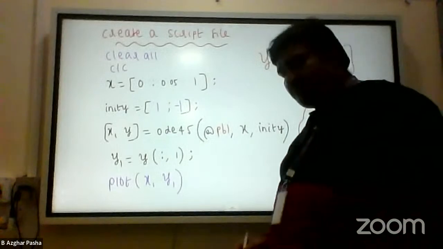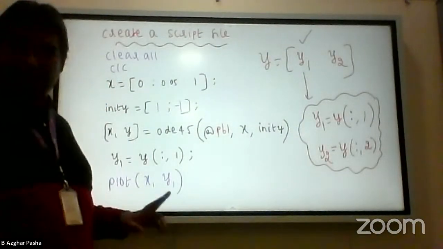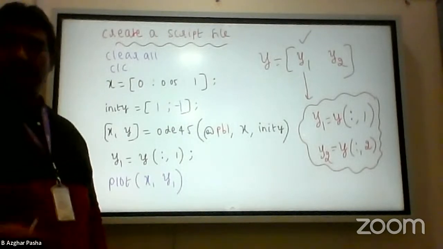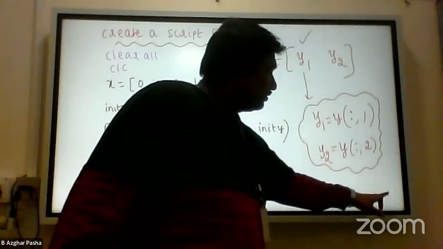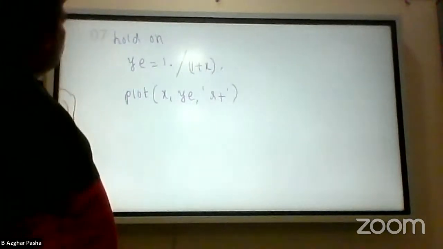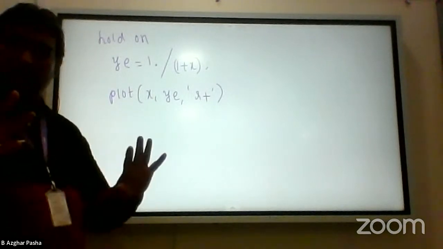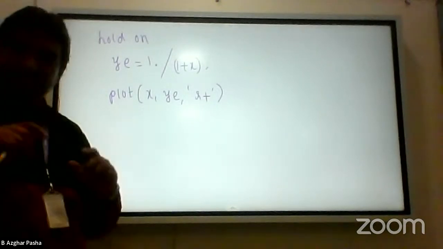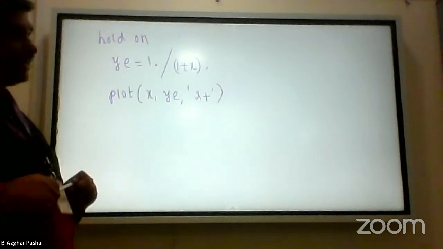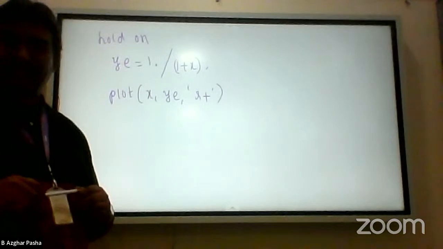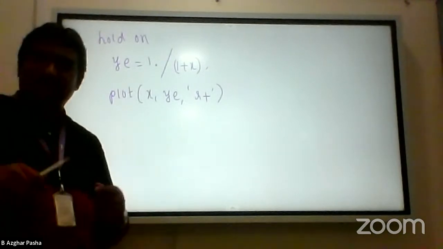I want y, so I'm extracting that y and plotting that graph, plot x comma y1. So y1 is the numerical solution. I'm using the command hold on. In the same figure, I will write the exact solution. Exact solution is 1 divided by 1 plus x. But here x is what? Over the range 0 to 1 with the step length of 0.05.